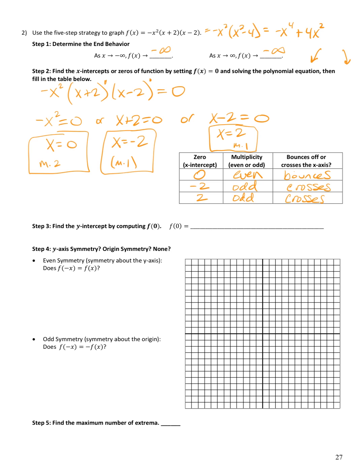The y-intercept we get by plugging 0 in for x, and I get negative 0 squared times 0 plus 2 times 0 minus 2, which is 0. So I'm going to plot my points. I have x-intercepts at 0, 2, and negative 2. My end behavior is both arms down.